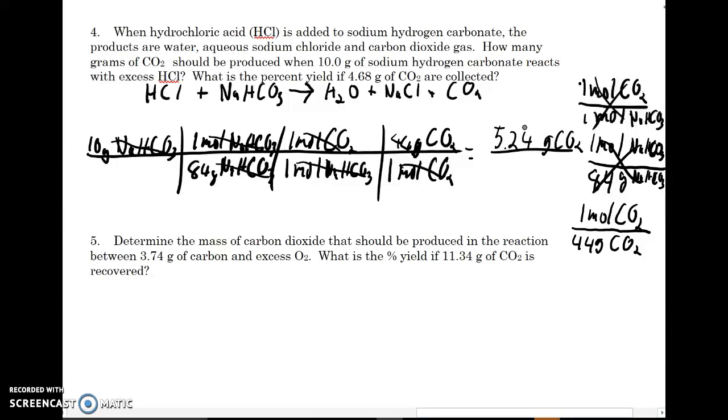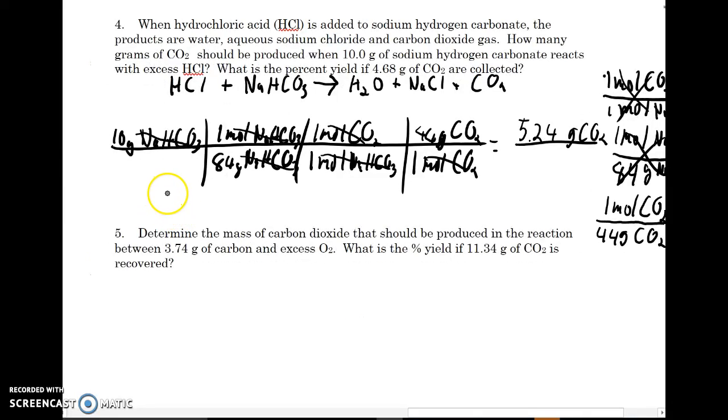So now I've answered this question here. How many grams of carbon dioxide should be produced when 10 grams of sodium hydrogen carbonate reacts with an excess of hydrochloric acid? That's the answer to that question. But then the second question is, what is the percent yield of 4.68 grams of carbon dioxide? Again, the purpose of percent yield: this value, my theoretical value, is theoretically how much carbon dioxide gas I should have produced. This value represents what was obtained in an experiment. So percent yield is going to show me the relationship between those two things.